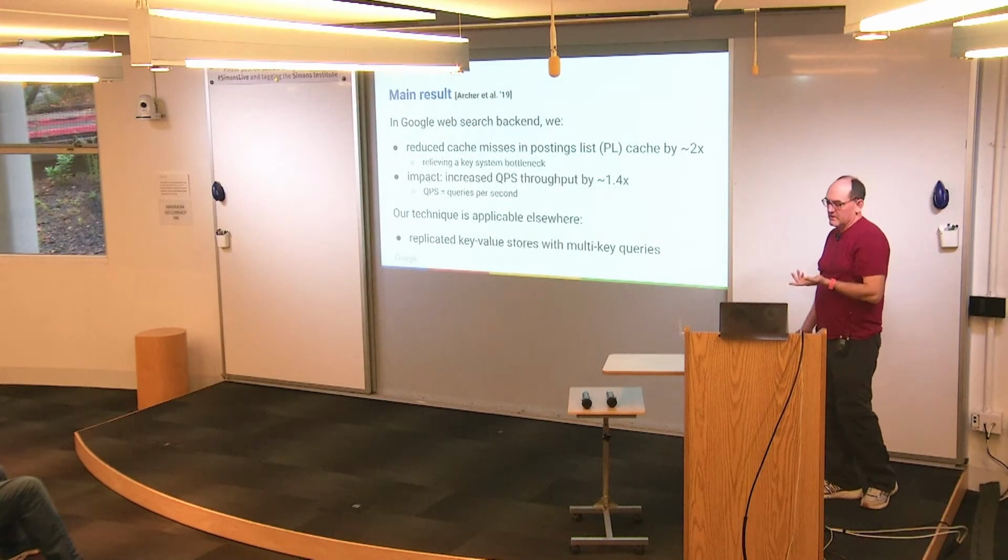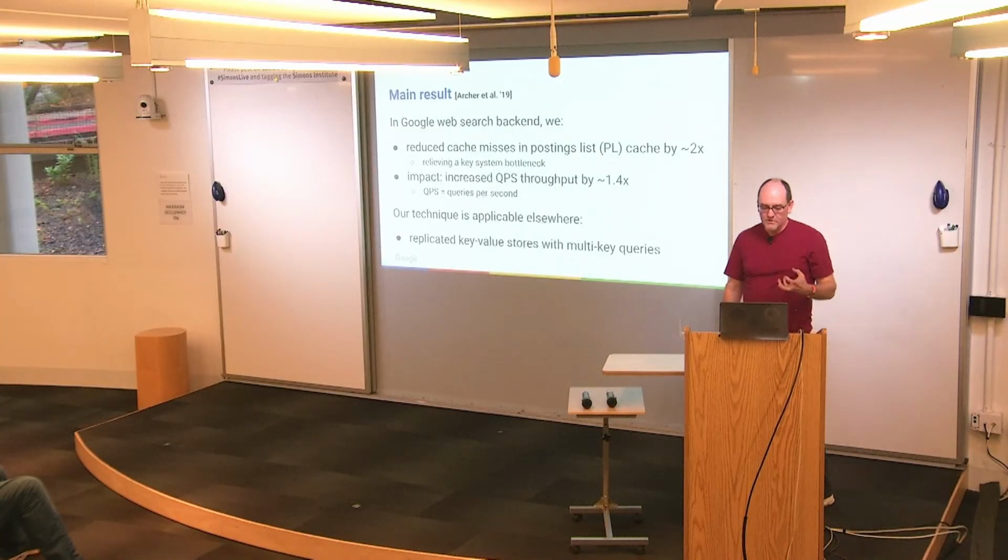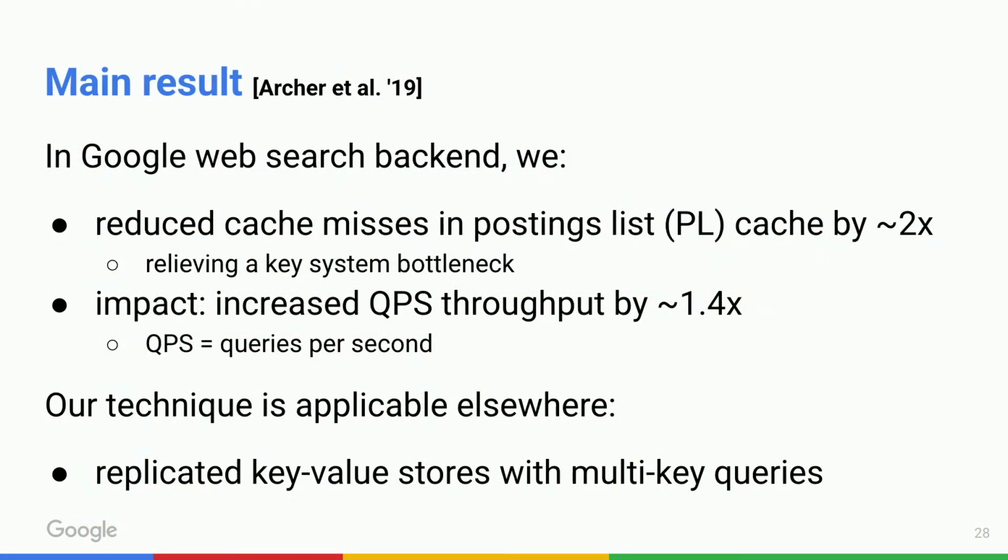Okay, so what's the main result? Main result is that in the web search backend at Google, we have some optimization that reduced misses in an important cache by 2x, which relieved a bottleneck. If you don't know what a postings list is, that's okay. I'll tell you in a minute.